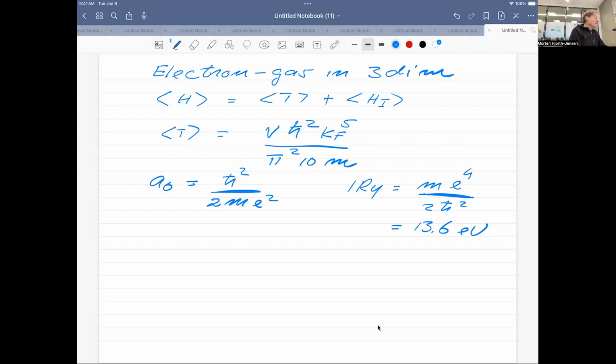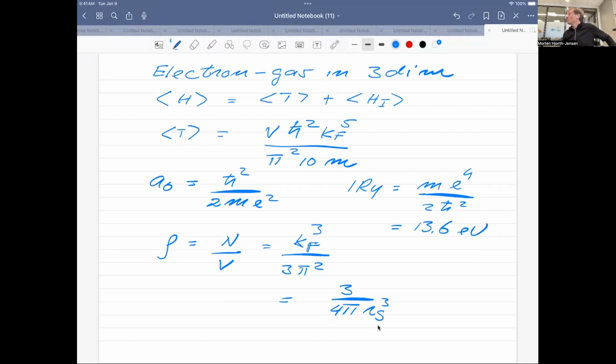So what happens then is that we can rewrite this one when we also use the fact that, as we discussed yesterday, we could then rewrite the density, which I will label with rho, in terms of n divided by v, the number of particles divided by the volume. And we found that that could be written as kf cubed divided by 3 π squared, which we again rewrote in terms of this radius of a sphere whose volume represents the volume which an electron occupies.